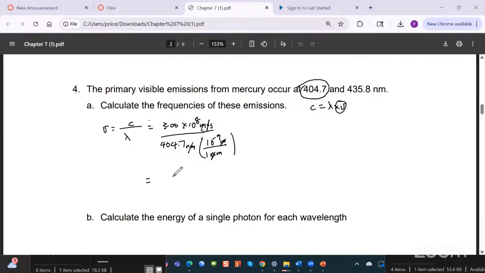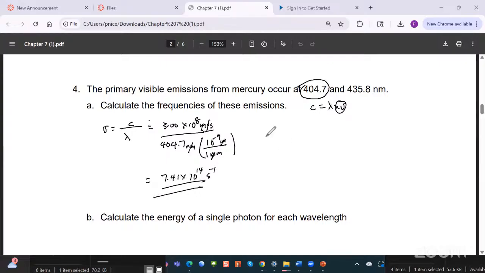3 times 10 to the 8 divided by 404.7 times 10 to the minus 9. And I got, and again, correct me if I'm wrong, but I got 7.41 times 10 to the 14 seconds to the minus 1. All right? And that's that.